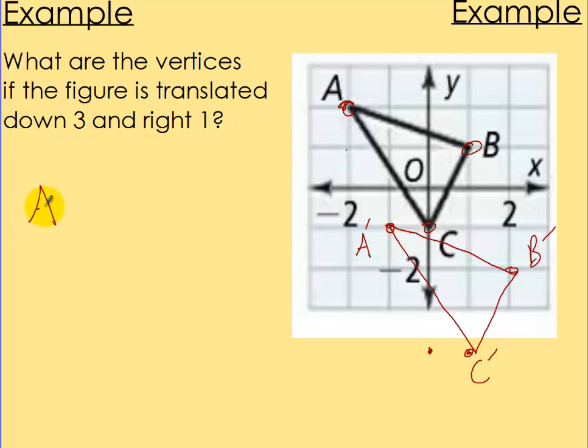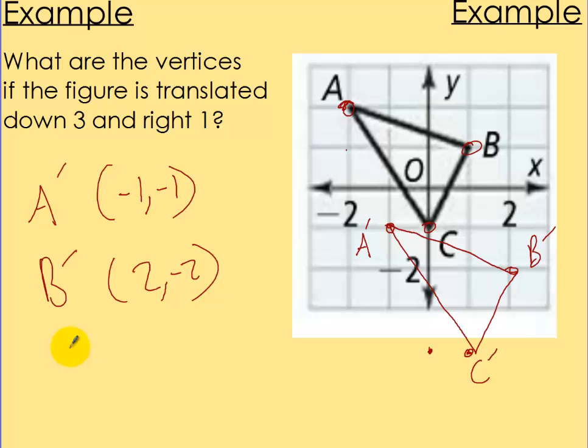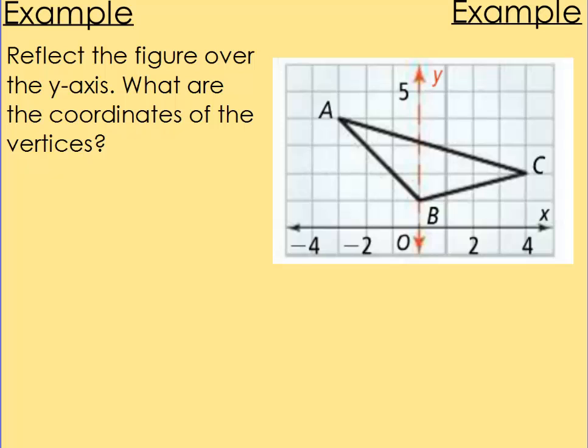And the vertices, we'll call this first one A prime. That's at negative 1, negative 1. Well, B prime is going to be at 2, negative 2. And C prime is going to be at 1, negative 3. Try a different one. Pause the video.